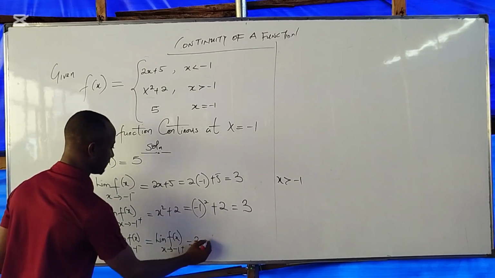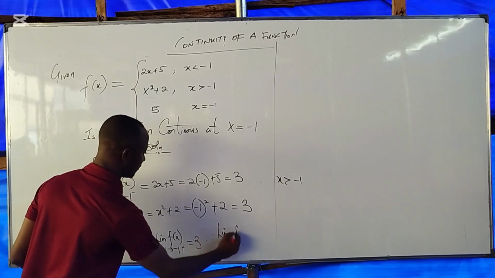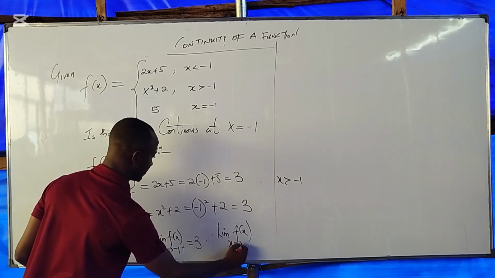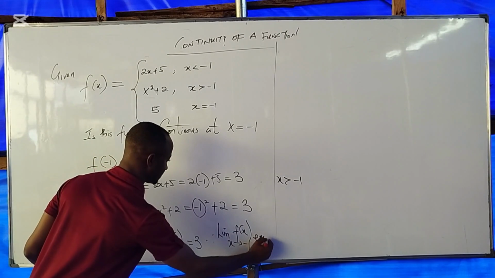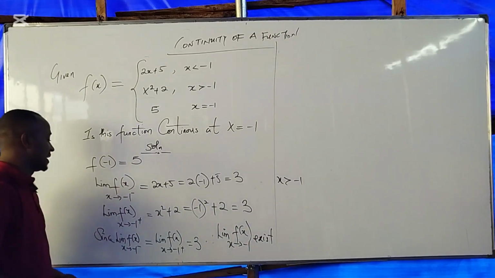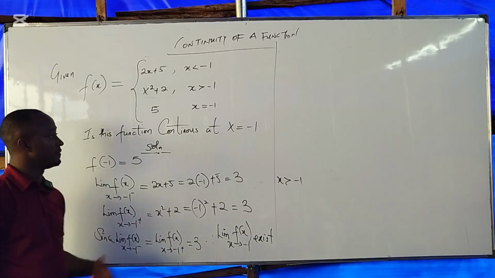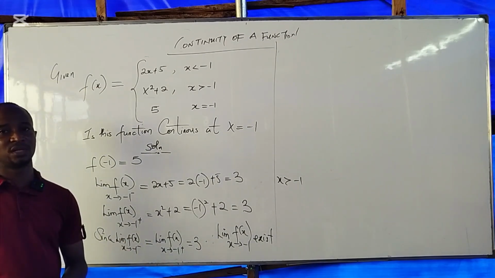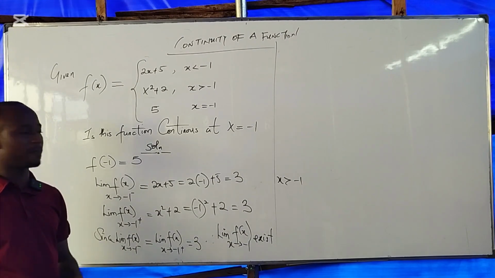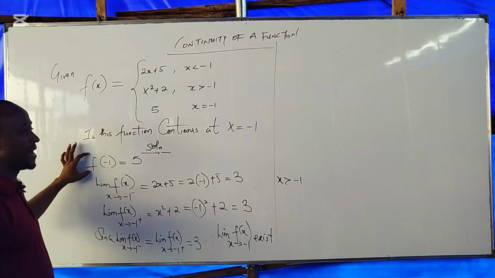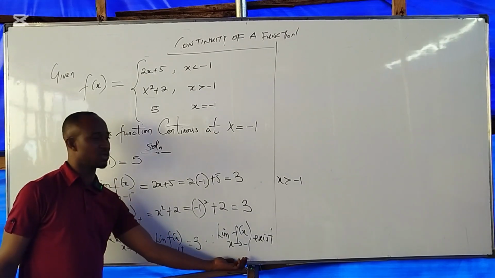3. Therefore, the limit of f of x as x approaches minus 1 exists. Now, if this exists, is the function continuous or discontinuous? The function is not continuous. The function is a discontinuous one because f of minus 1 is not equal to the limit of the function.